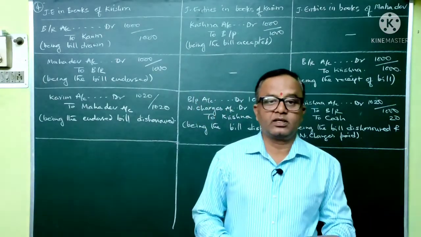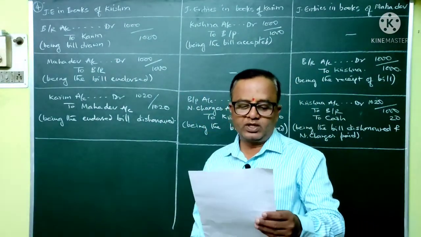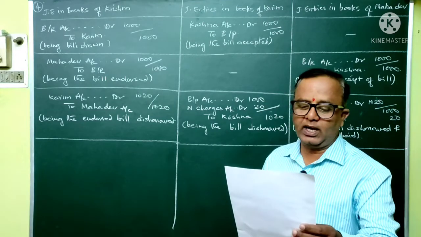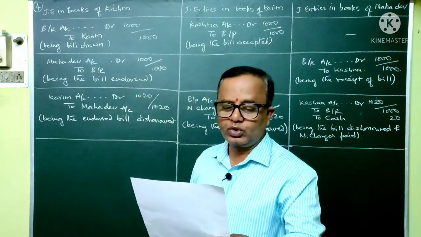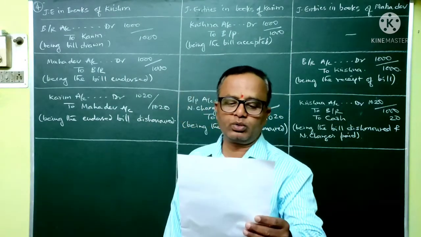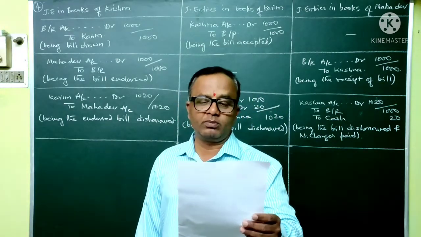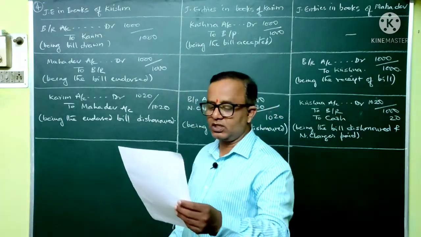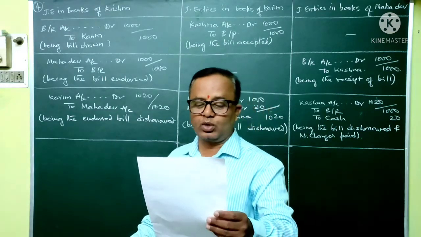Now let's see the fourth problem. See, in the fourth problem, what he says, observe here. Karim had accepted a bill drawn by Krishna for rupees 1,000 which Krishna endorsed to Mahadev towards the dues owing to him. That means here Karim has accepted a bill drawn on him by Krishna. That means Krishna is the consignor. Sorry, not consignor, here drawer, whereas Karim is the drawee.